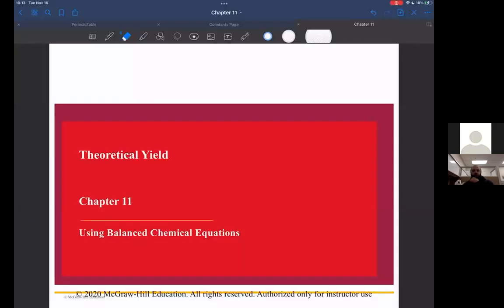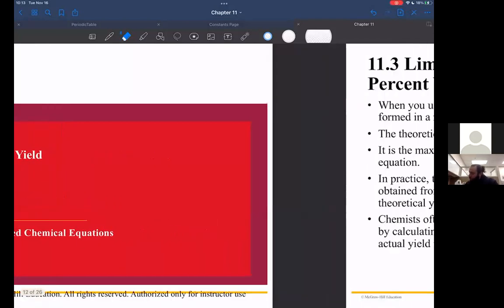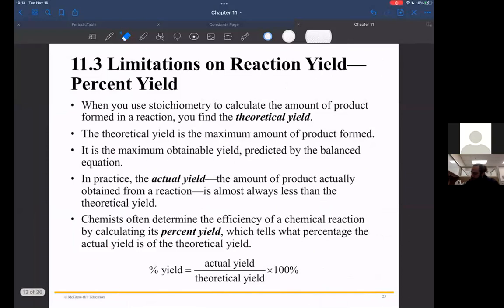All right, so now let's continue our discussion of using chemical reactions, balanced chemical equations quantitatively by talking about yield. Up until now, when we've been using our stoichiometry to calculate the amount of product that's formed in a reaction, that's what we would call the theoretical yield, the calculated amount.